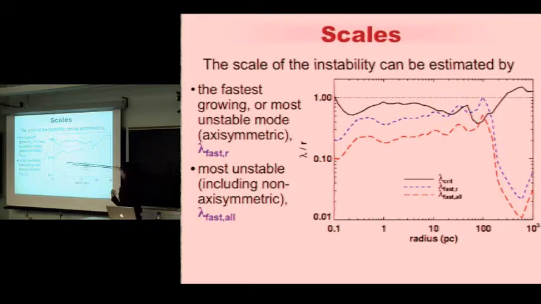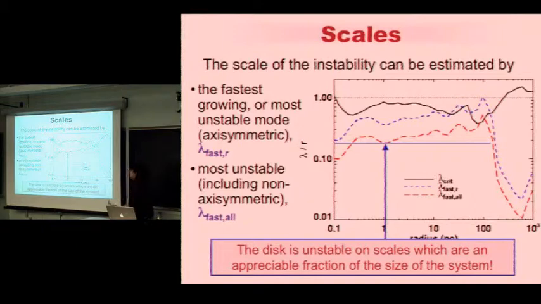So anywhere that your scale is greater than these lines, the disk is unstable. So we find that our disk is unstable, and it's unstable on a range of scales. This is actually lambda over r. It's on a range of scales, but those scales are not that small. They're an appreciable fraction of the size of the system. So that leads us to believe that the disk is globally unstable, but it might be sort of locally stable.